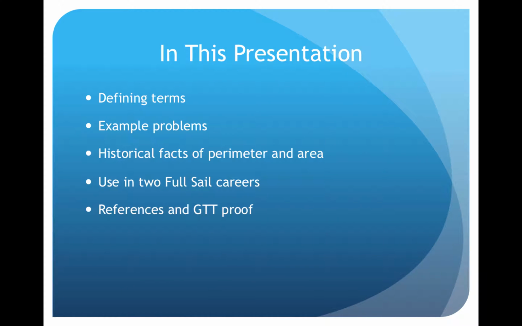In this presentation, I will be defining the terms used in perimeter and area and polygons and quadrilaterals. We'll be presented with some example problems and uses of the formula in order to find perimeter and area of quadrilaterals and polygons. You'll also be presented with historical facts of perimeter and area. I will give you a use of perimeter and area in two full sail careers. Then of course we'll have my references page and my go-to training proof.